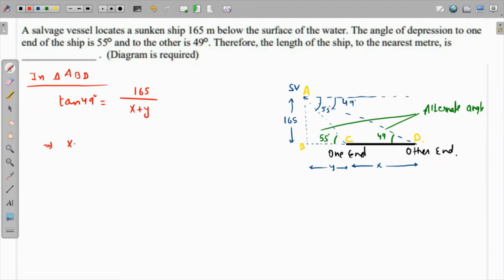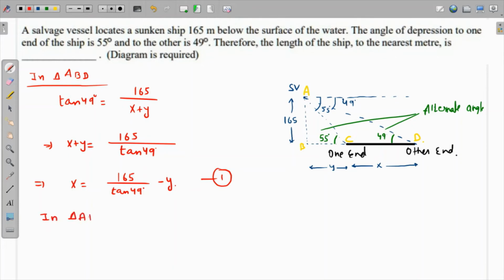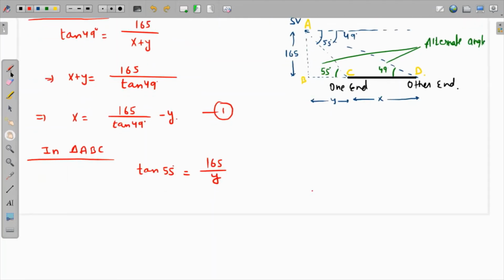If we cross multiply, then x plus y will be 165 over tan of 49. And if we subtract y from both sides, because we need to find x, that will be 165 over tan of 49 minus y. Now, y is not known to us, so we call this equation 1, and the other triangle comes in, which is ABC. In triangle ABC, again I'm going to use tan, and this time opposite is known to us already, and the adjacent is only y. So we can easily get the value of y by cross multiplication.